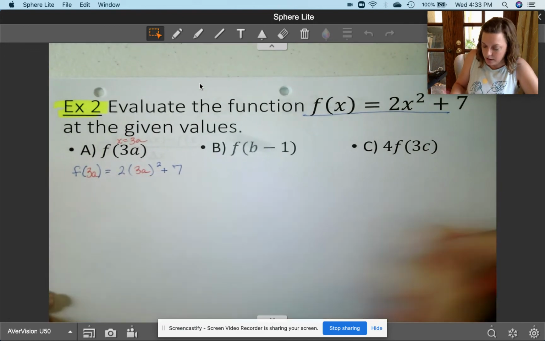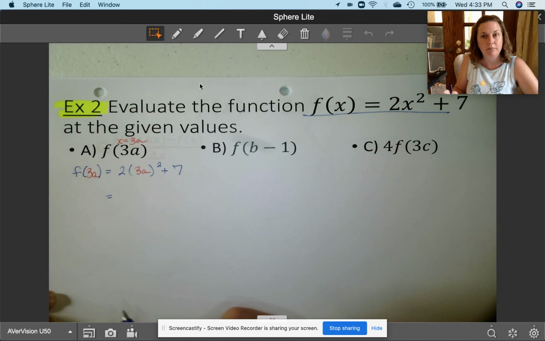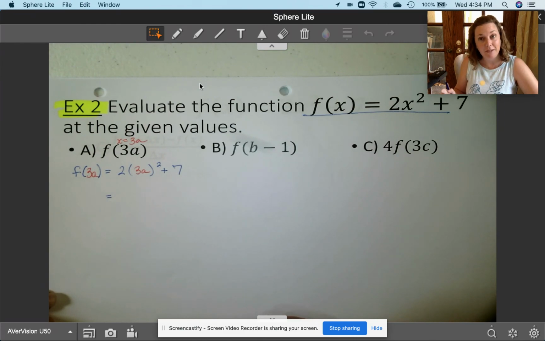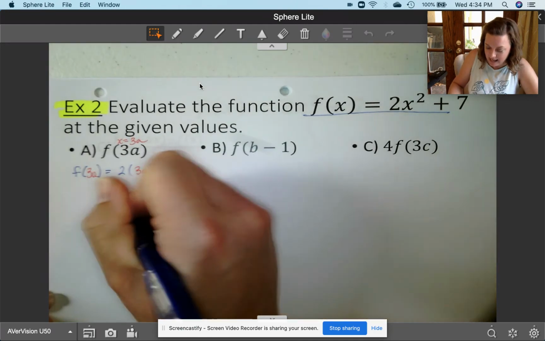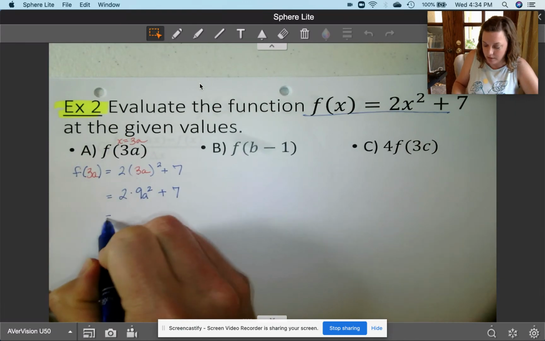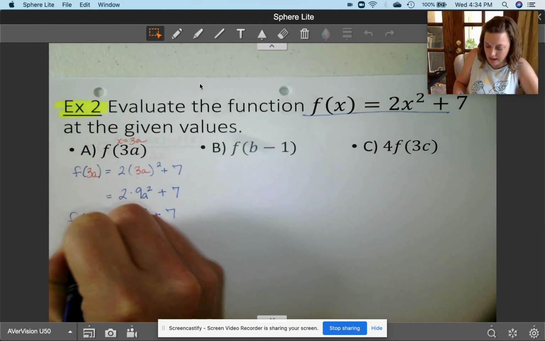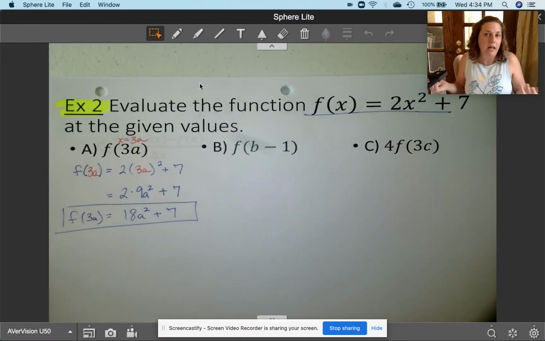So order of operations here is we have 3a being squared. How many of you think that's 3a squared? That's a common mistake and totally incorrect. So 3a times 3a is 9a squared. Be very careful. So we have 2 times 9a squared, which is going to be 18a squared plus 7. And that's f of 3a. And that's all we can do. This answer is going to be in terms of a. And this is just learning how to simplify.